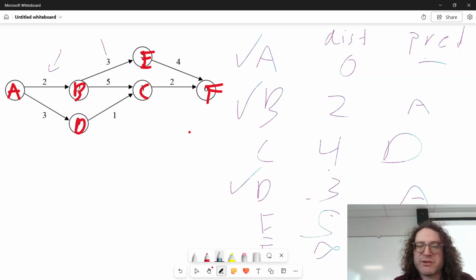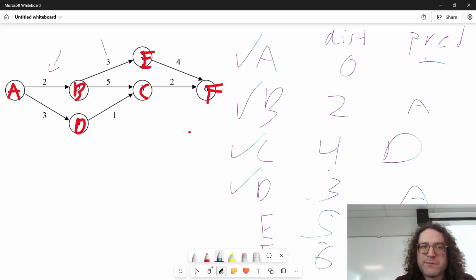We say, okay, what's the next cheapest? C is the next cheapest. C to F is 2. The cost to get to C is 4. So for F, we would put down 2 plus 4, so it gets a total of 6. Is everybody following this?